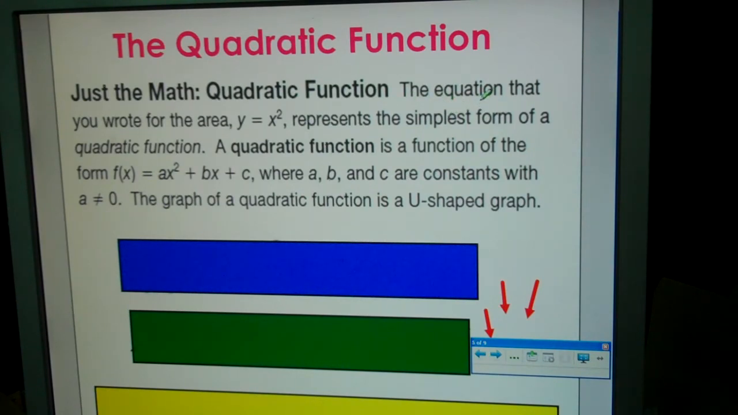Maurice, call 206. Okay. The equation that you wrote for the area, that's a quadratic, y equals x squared, represents the simplest form. So that would be important.